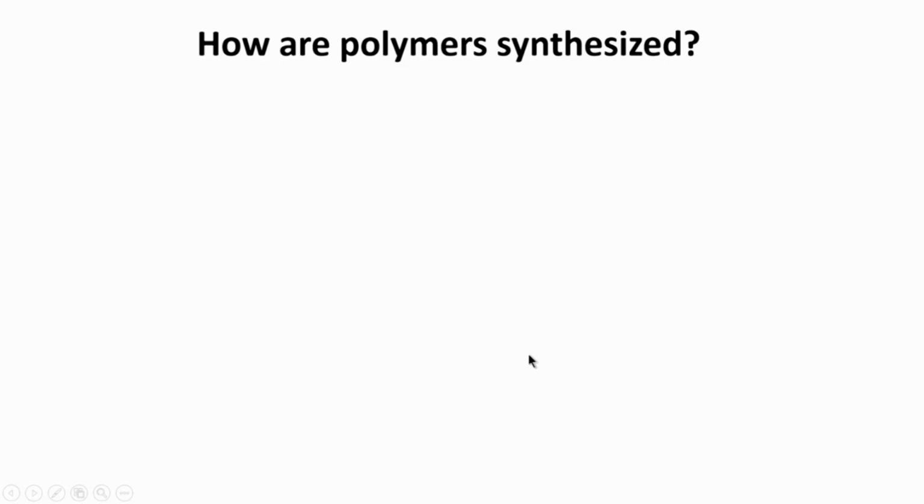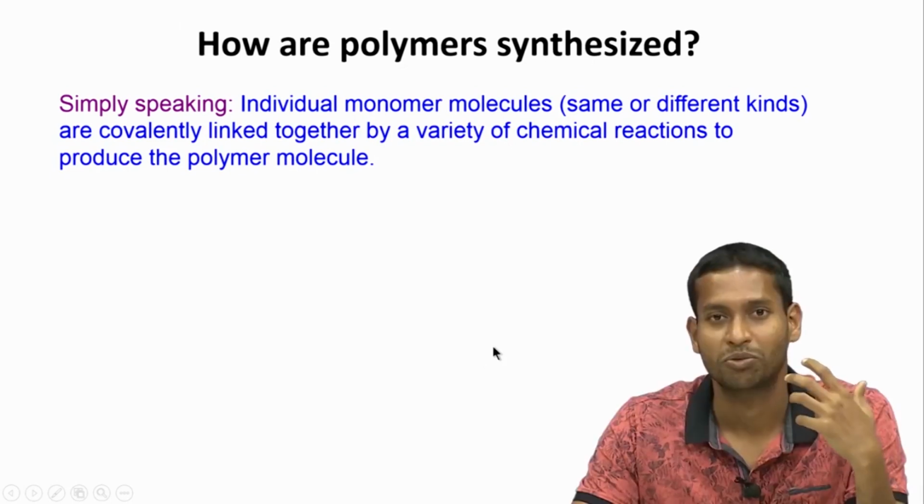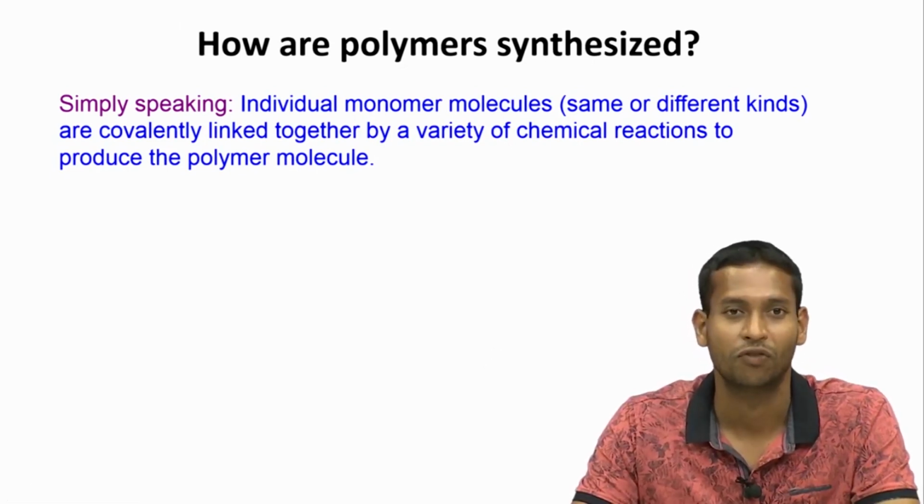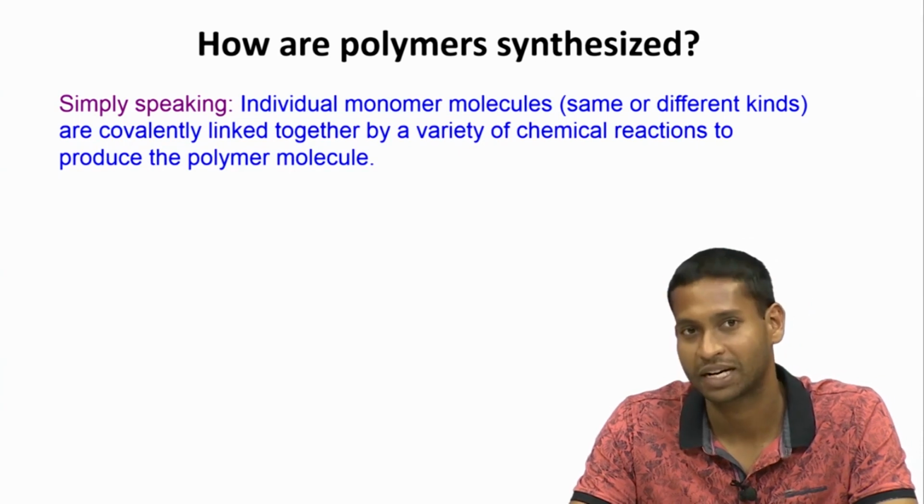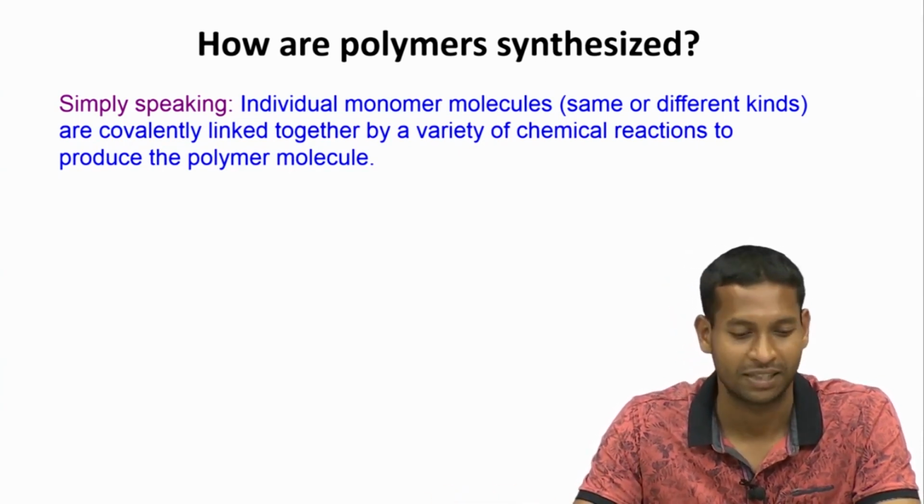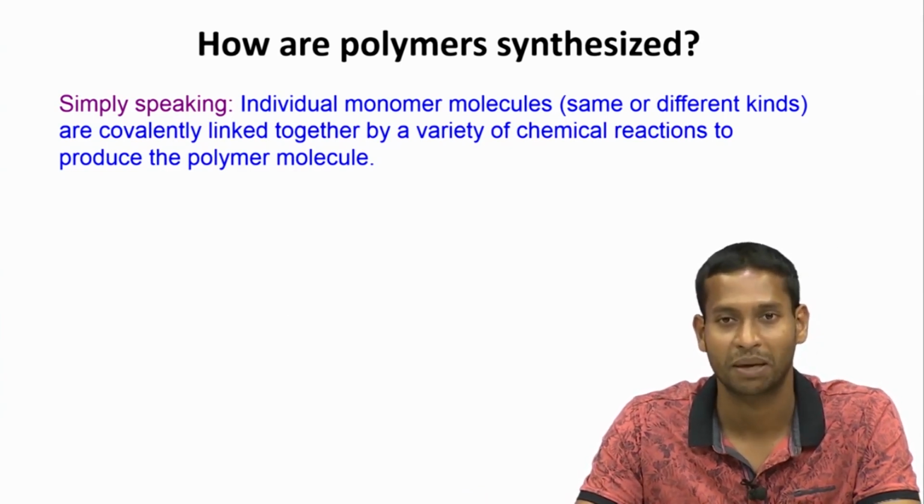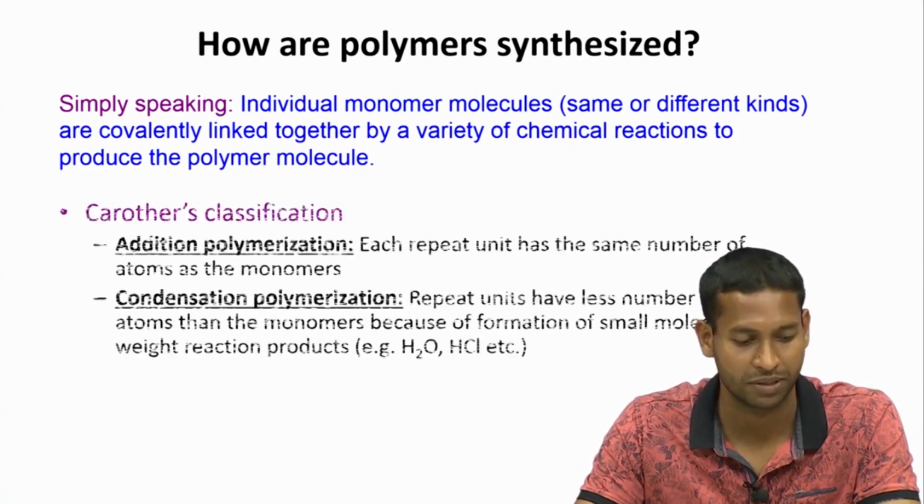First of all, how are polymers synthesized? Simply speaking, individual monomer molecules come together and are covalently linked by various chemical reactions to produce a variety of polymer molecules. This is a very simple definition: bringing in monomers and combining them chemically to get different polymers.